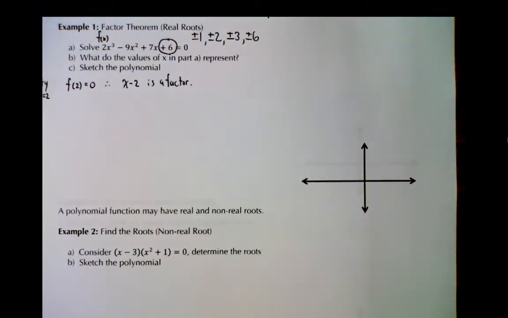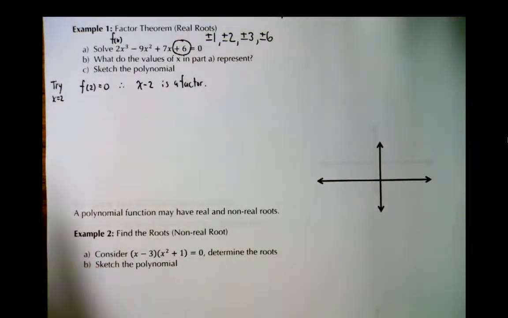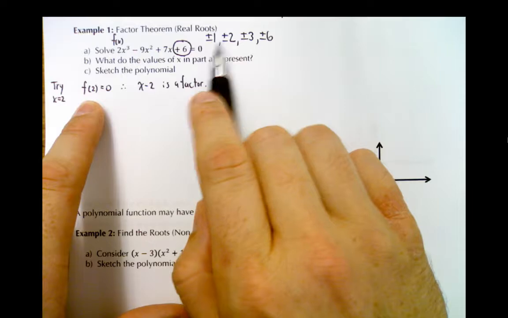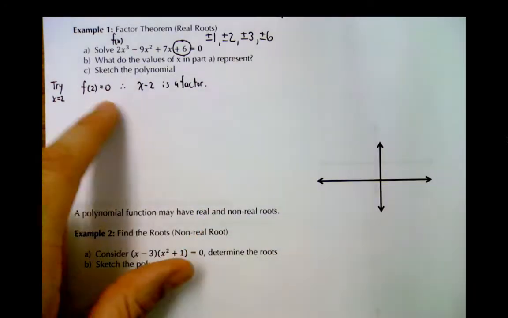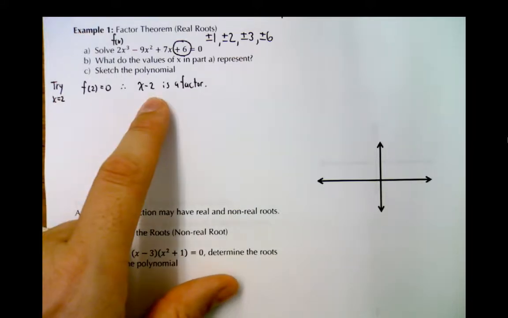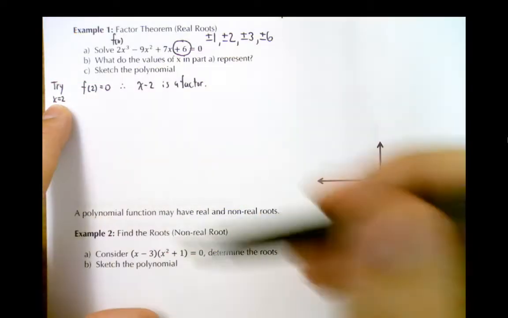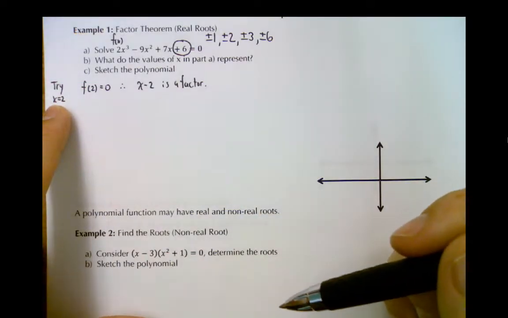So what am I doing here? Well, I'm plugging 2 into the function and seeing if it gives us 0. After trying 1 and negative 1, 2 did work, therefore x minus 2 is a factor. If I tried negative 2 and it worked, then x plus 2 would be a factor. But in this case, x minus 2 is a factor, so our root is 2, so I'll do some synthetic division here.